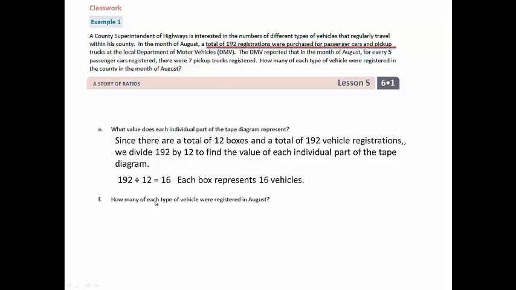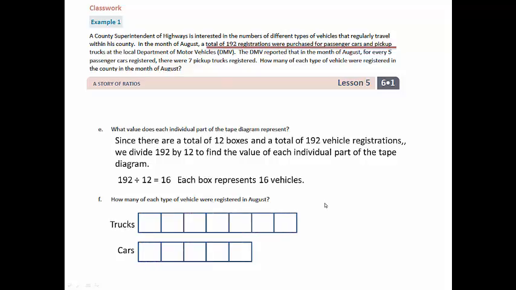If we want to find out how many of each type of vehicle were registered in August, I'm going to go back to my tape diagram, and I'm going to put 16 in each of the boxes. Since each of these boxes represents the same amount, 16 goes in each box. I got that 16 from dividing the total number of vehicles by the total number of boxes.